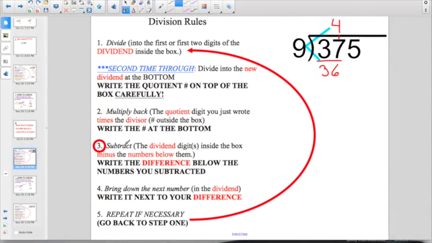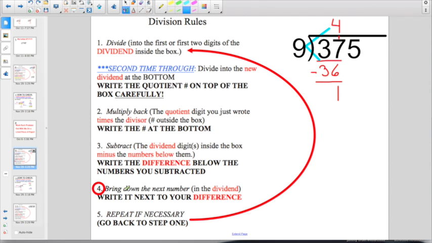Step 3 says subtract the dividend digits inside the box minus the numbers below them. 37 minus 36. Well, what is 37 minus 36? Hopefully you all know that's 1. Let's write 1 right below our 36 because that is the difference when we subtracted. I'll give you a couple minutes, but if not, hit pause because we're getting ready for step 4.